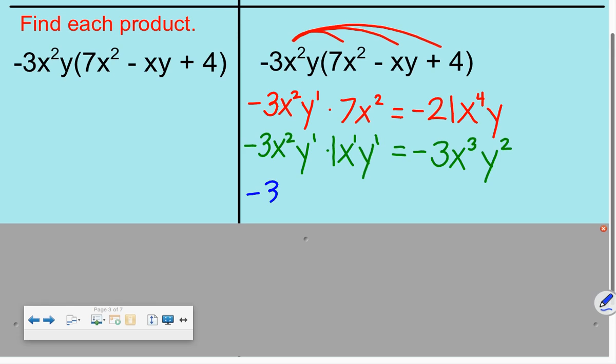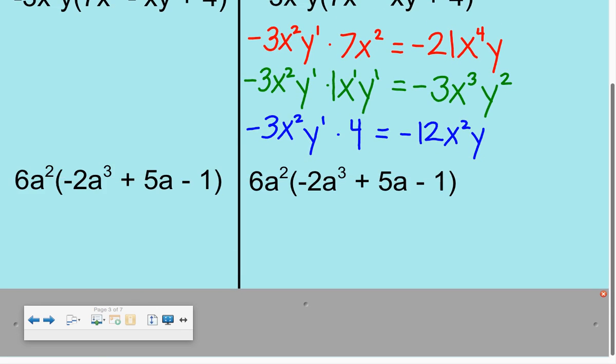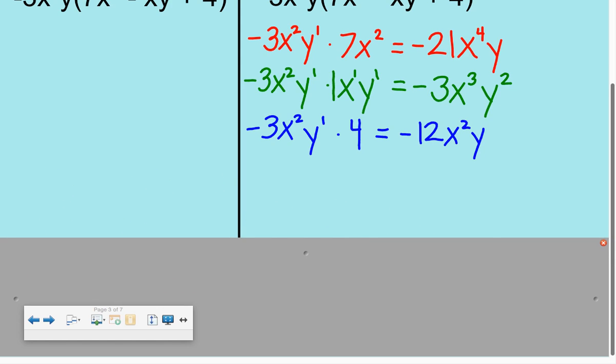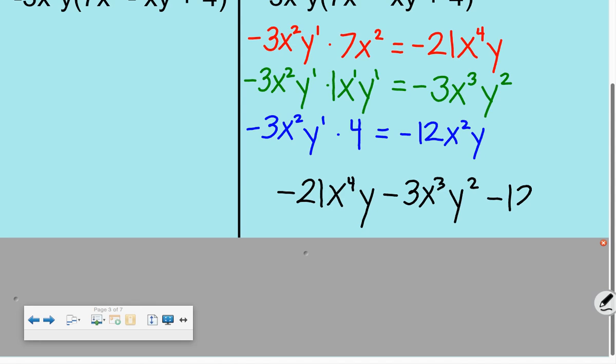And then negative 3x squared y to the 1st times 4. So negative 3 times 4 is negative 12. And then you have an x squared and a y to the 1st. So then, when I write my answer, you end up with negative 21x to the 4th y minus 3x to the 3rd y squared minus 12x squared y.